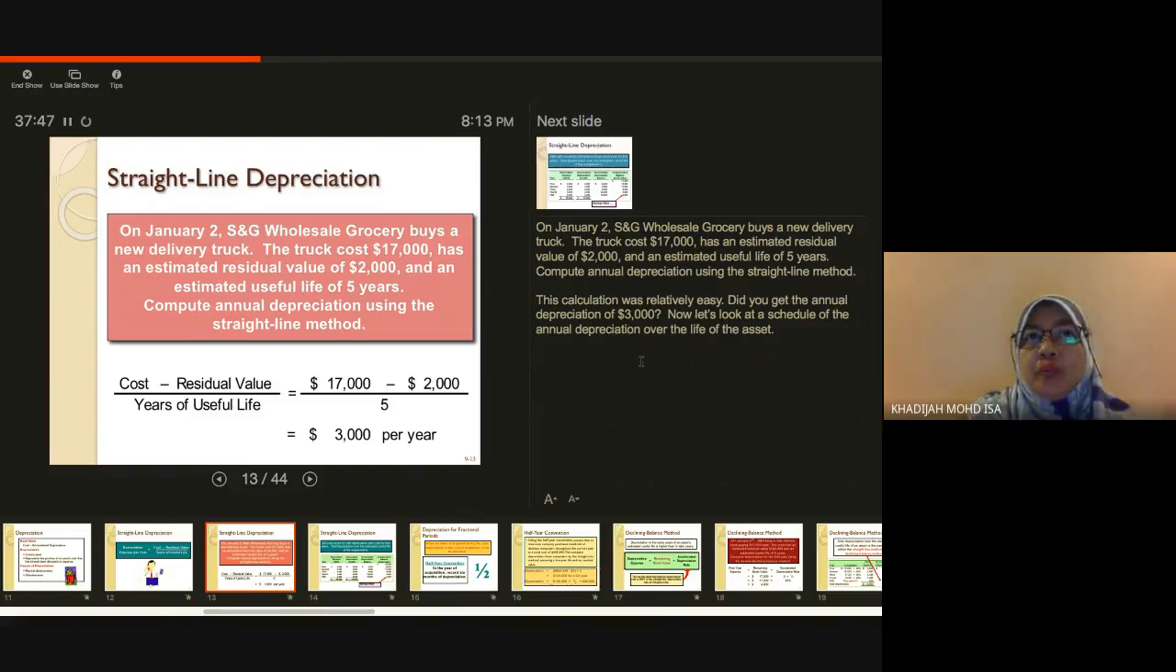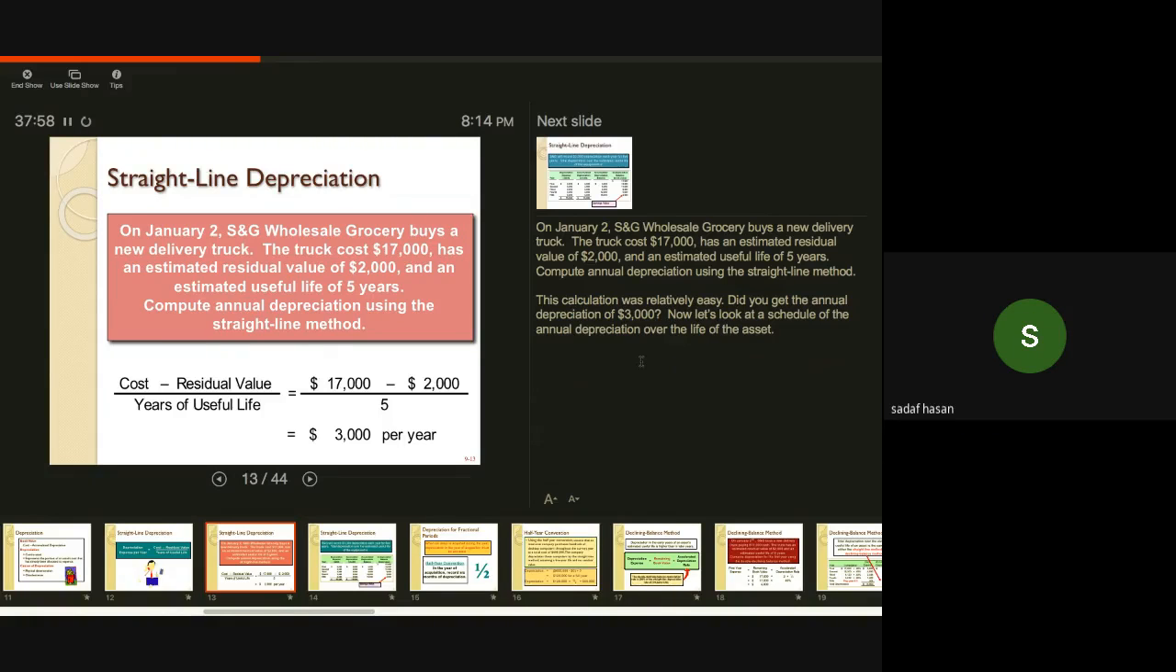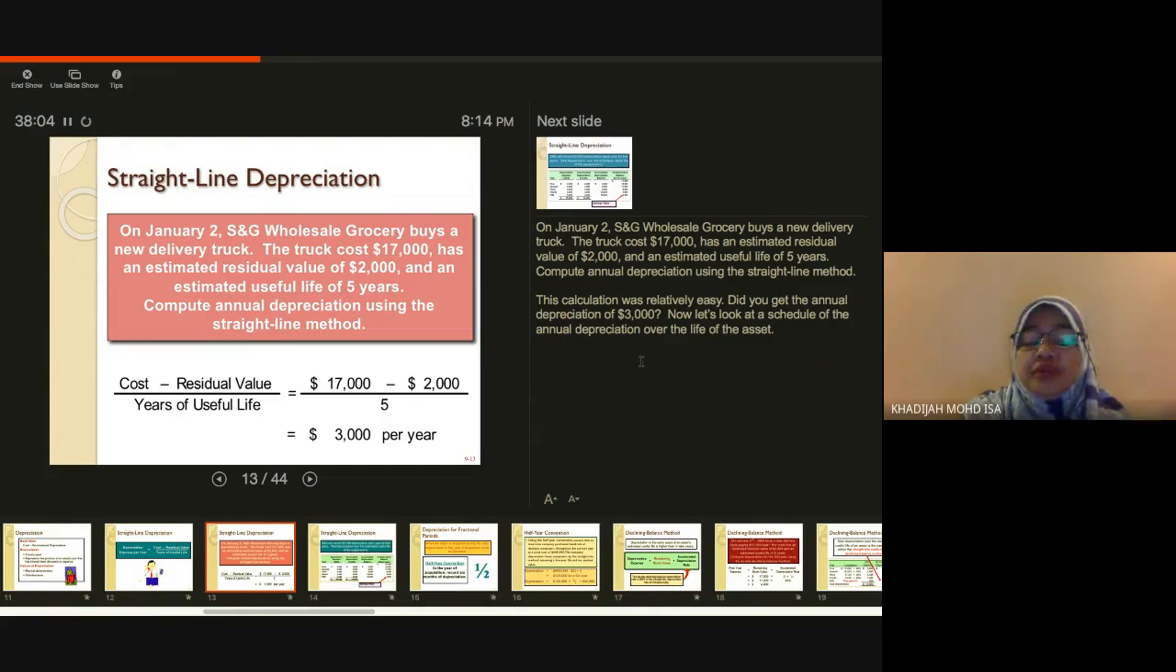It means that whether you bought the asset in January, or in September, or even in December, we're going to give a full 1 year depreciation. Won't we divide it by the year and calculate for the months? No, I don't want you to do that for this course. For this course, no need.